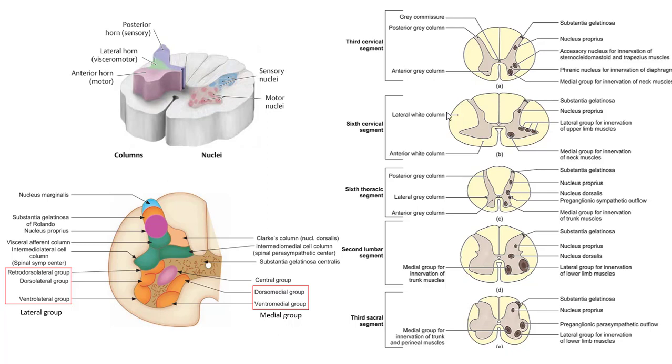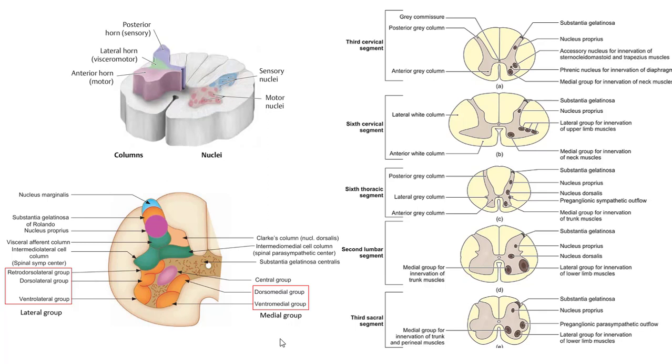The lateral group follows the exact same principle. So, the nuclei in this group can also be subdivided into a few different groups. The most anterior group is called the ventrolateral group, while the one posterior to it is called the dorsolateral group, and the last one is the retrodorsolateral group, which literally means behind the dorsolateral group, and that makes it the most posterior of the three groups.